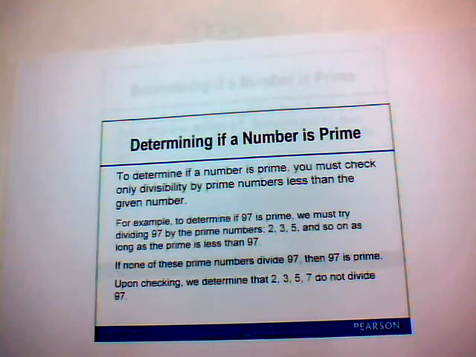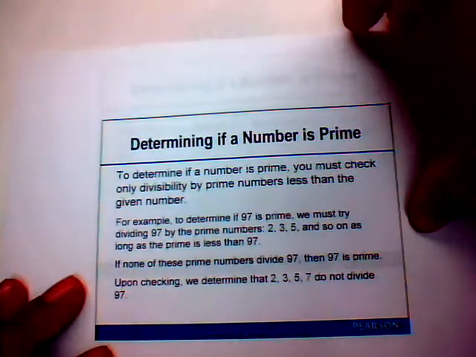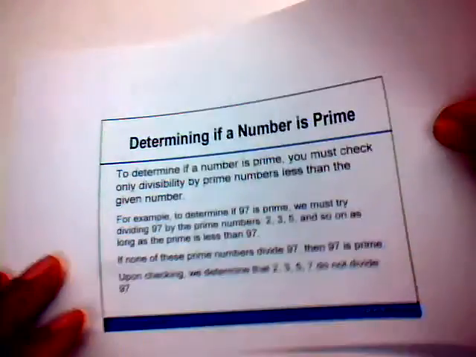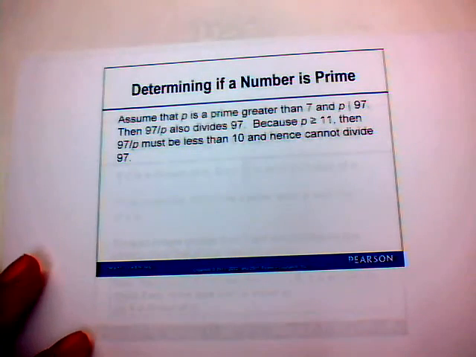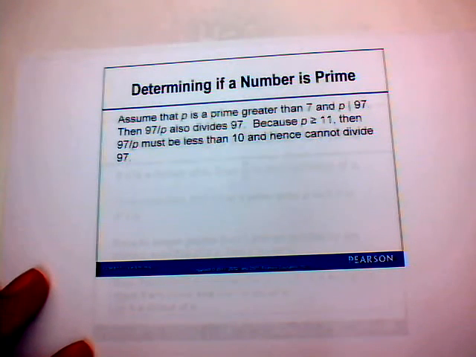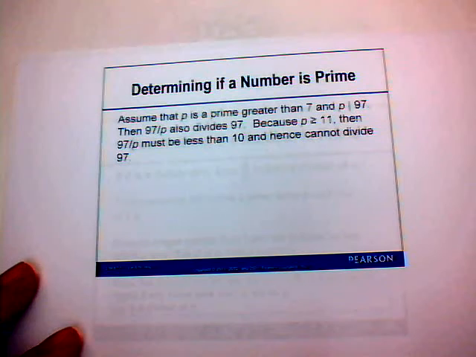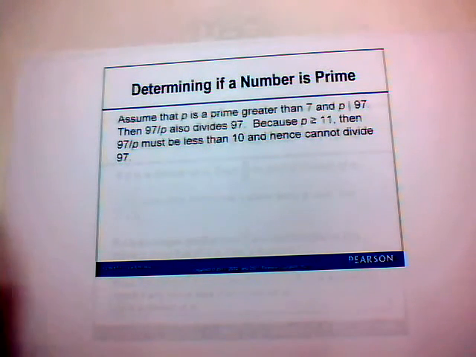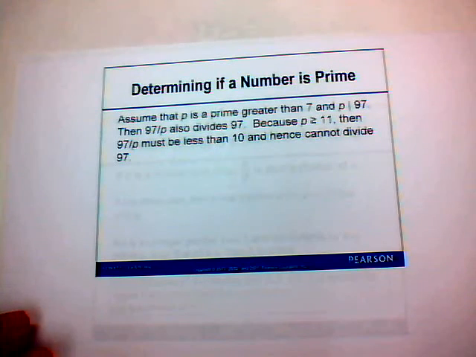So when you check, we determine that 2, 3, 5, 7 do not divide 97. Assume that P is a prime number greater than 7 and P divides 97. Then we can say 97 divided by P also divides 97. Because P is greater than or equal to 11, 97 divided by P must be less than 10 and cannot divide 97.